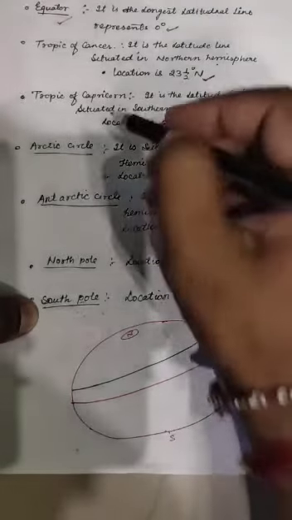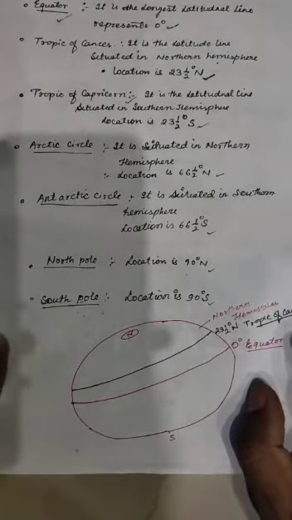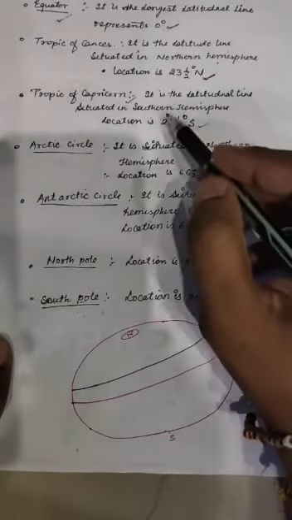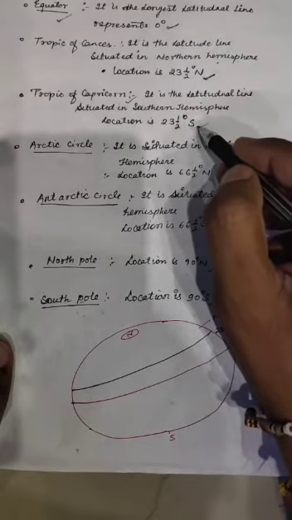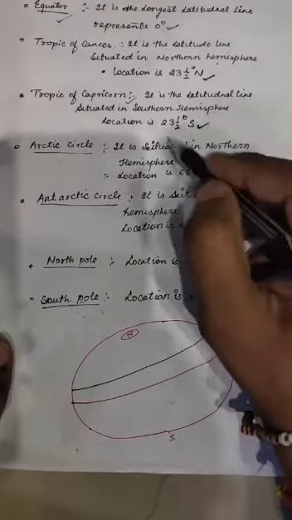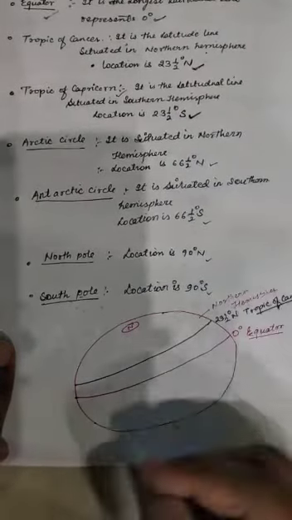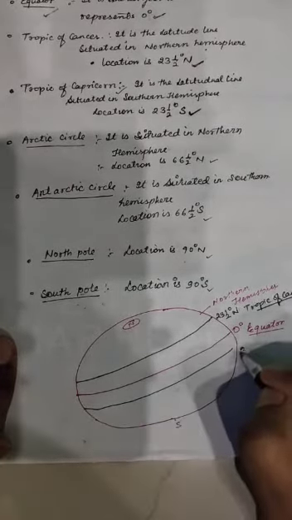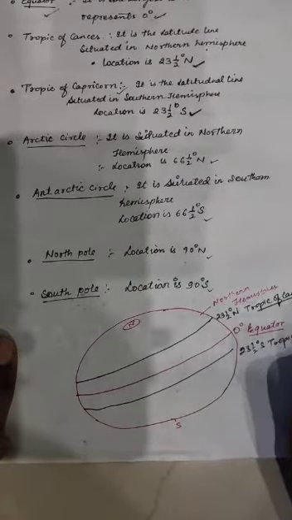Next is the Tropic of Capricorn. It is the latitudinal line situated in the southern hemisphere. The location is the same as the Tropic of Cancer, but the different thing is its direction: 23.5 degrees south. It means that the Tropic of Capricorn lies in the southern hemisphere.